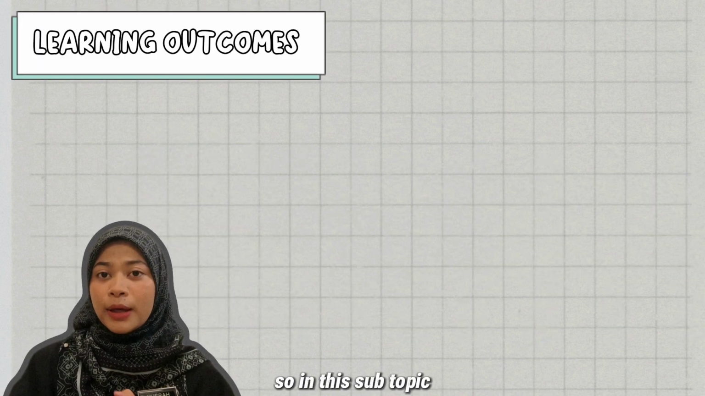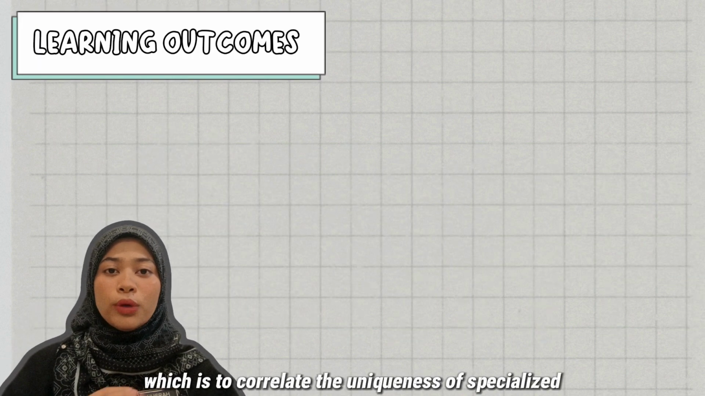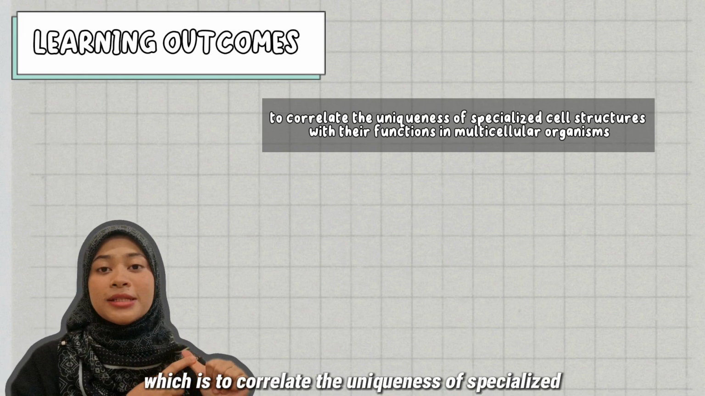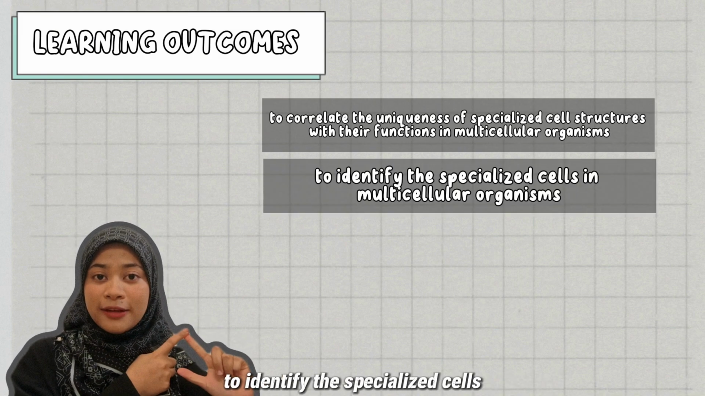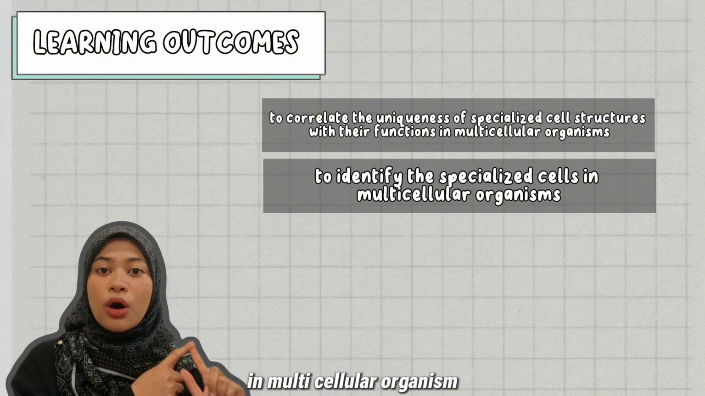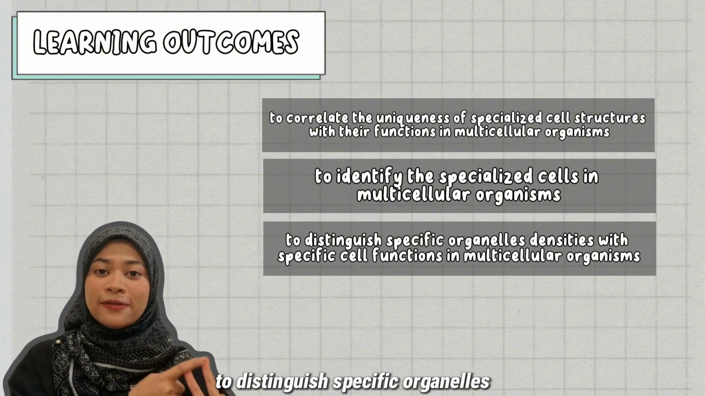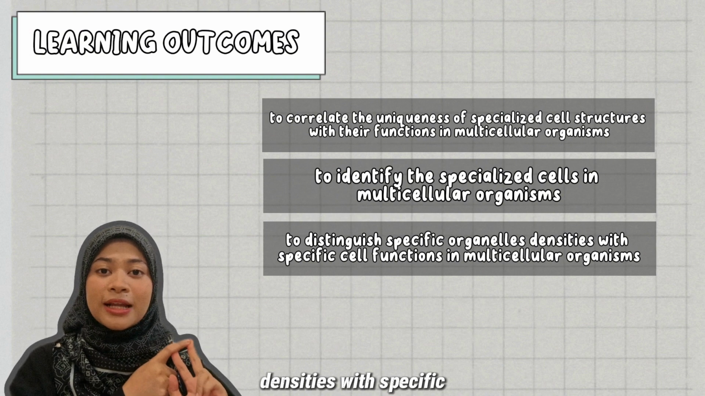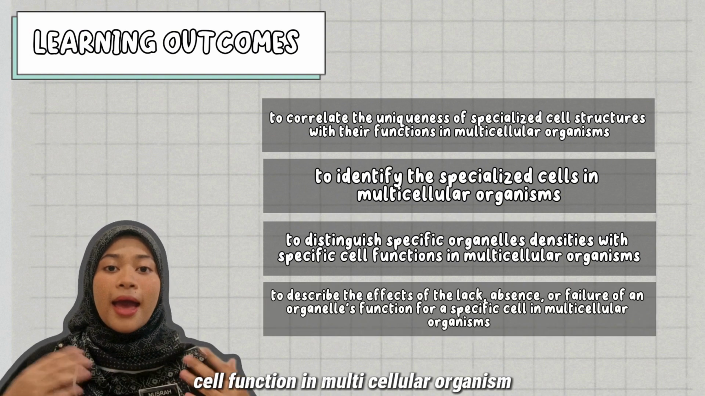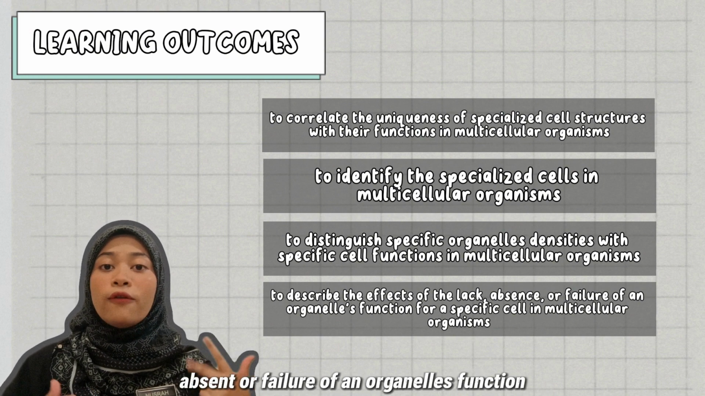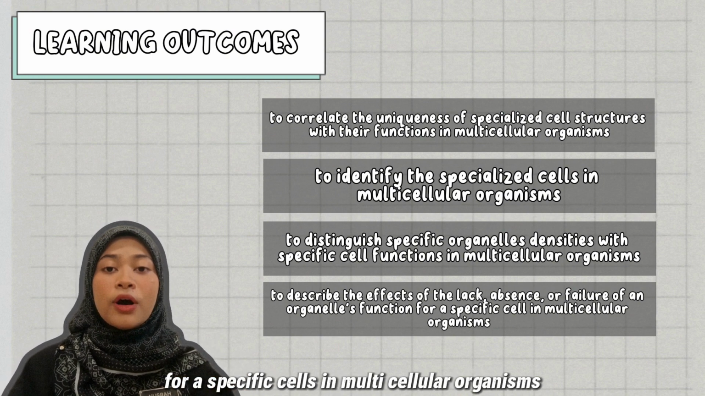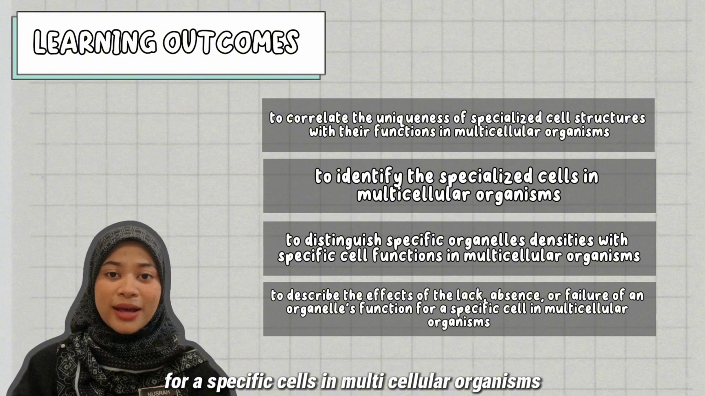So, in this subtopic, we will learn 4 important outcomes, which is to correlate the uniqueness of specialized cell structure with their function in multicellular organisms, to identify the specialized cells in multicellular organisms, to distinguish specific organelles densities with specific cell function in multicellular organisms, and last but not least, to describe the effects of the lack, absence, or failure of an organelle's function for specific cells in multicellular organisms.